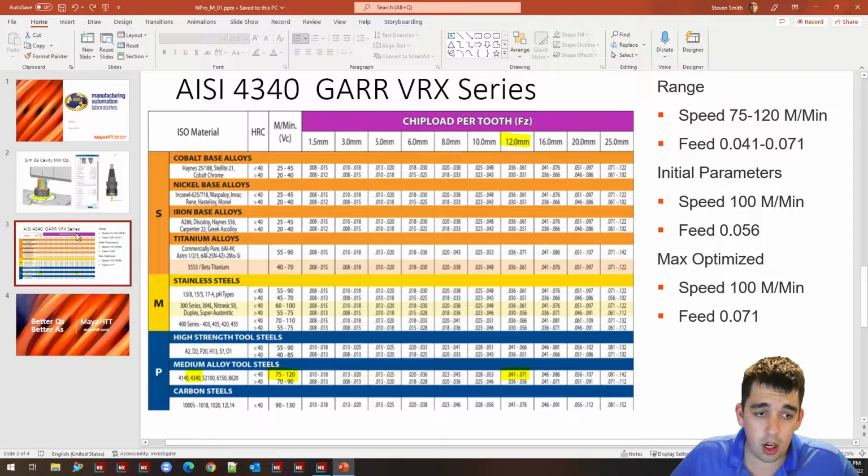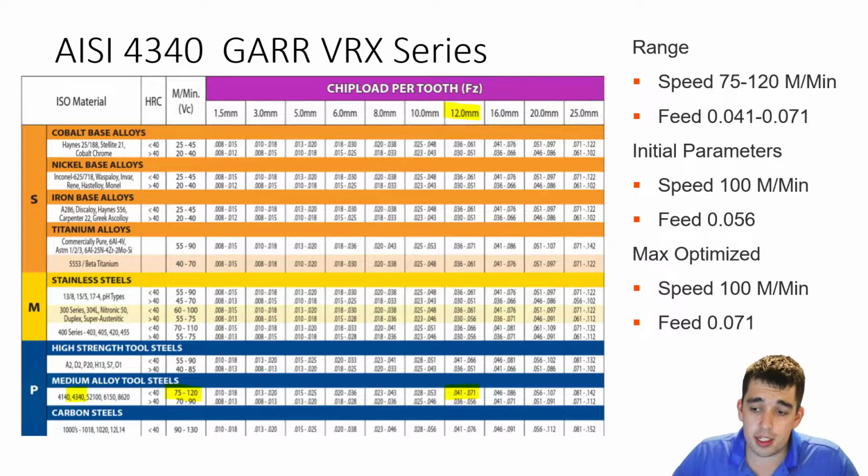While this computes, I'm going to hop back over to my PowerPoint, and we're going to discuss speeds and feeds. The tool for this operation is a 12 millimeter ball nose. We're using 100 meters per minute as our cutting velocity, which is pretty midpoint considering that the range is 75 to 120 meters per minute. We are using a feed rate of 0.056 millimeters per flute. The range that is recommended is 0.41 to 0.71. In this case, I'm just using a GAR VRX series end mill. You, of course, can use whatever tooling you choose, and then just use the speeds and feeds table provided by the cutting tool manufacturer.